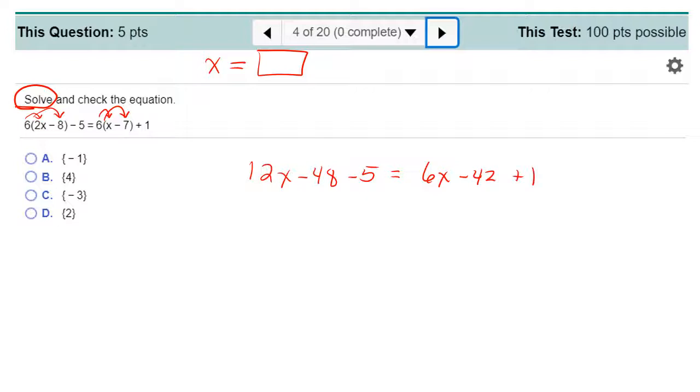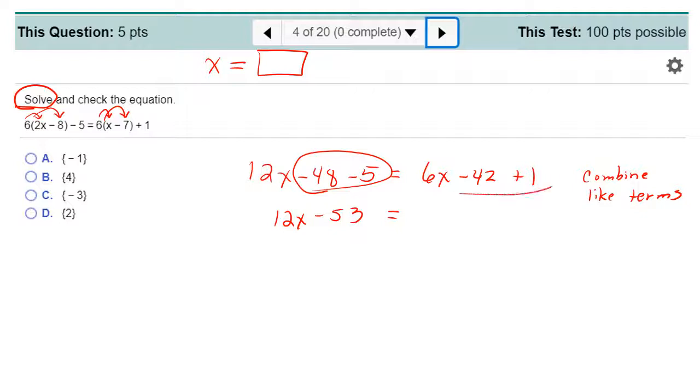After you've removed the parentheses, again, we want to combine like terms that are on the same side. And I notice right here I have negative 48 and negative 5. That's going to give me negative 53 or minus 53. Over here I had negative 42 plus 1. That will give me minus 41. Now from this step, we want to isolate x. So that means I need to get the x on one side by itself.